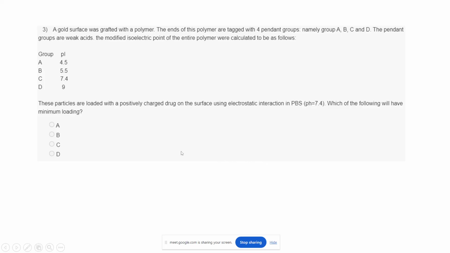Yes. So this will have a positive charge and we are also loading positively charged drug. So both of them will have a positive charge. So there will be some repelling from both polymer and drug side. So you'll have minimum loading with pH 9. So the correct answer will be option D.